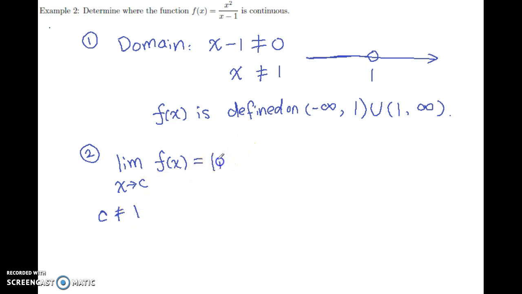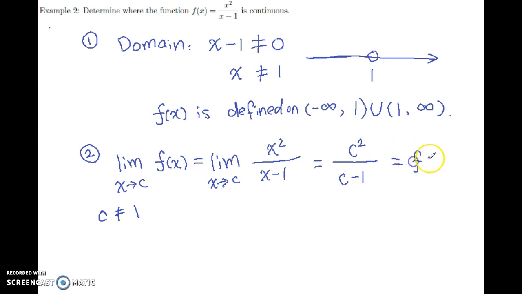For any c that is not 1, consider this limit as x goes to c of x squared divided by x minus 1. When c is not 1, c minus 1 is not 0. So it is okay, we can do direct substitution. So this limit is just c squared divided by c minus 1, and the denominator is not 0. So this is a valid evaluation. And this is exactly the value f of c, which satisfies the third condition.